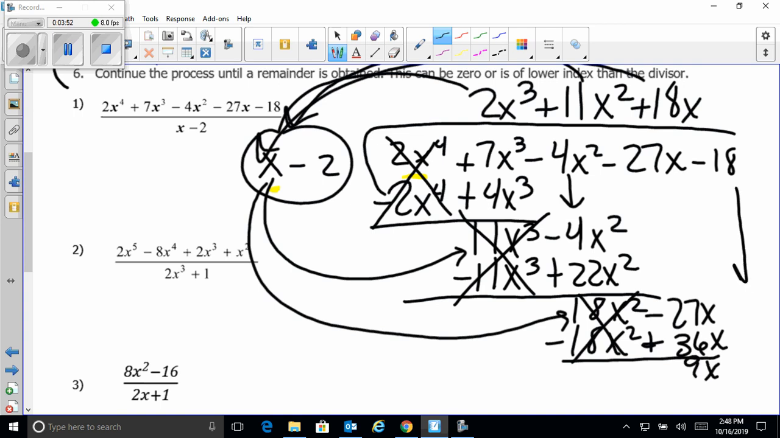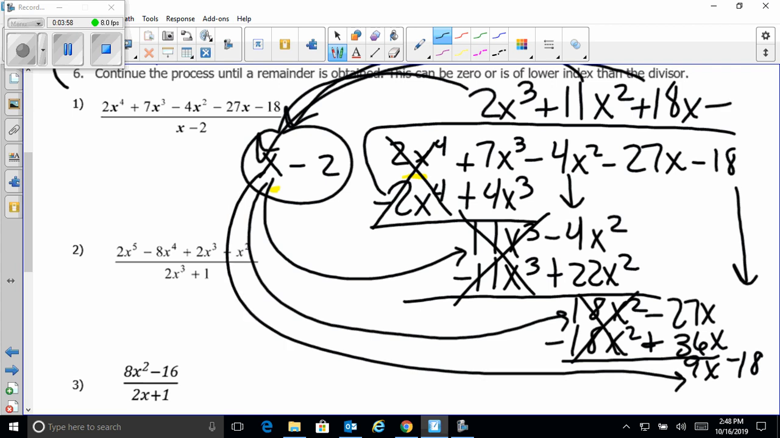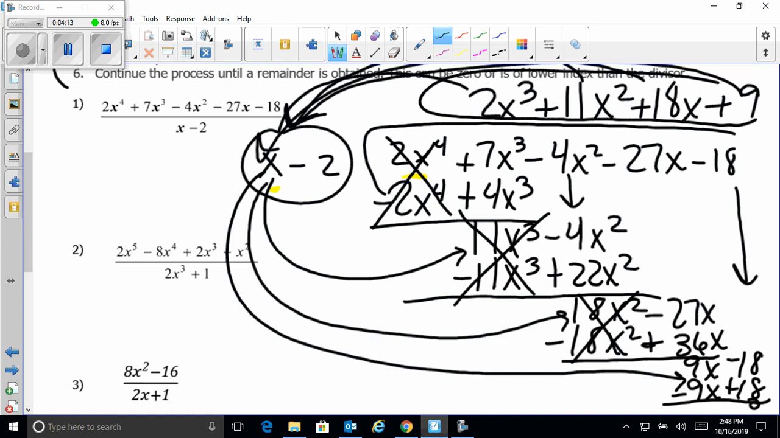Bring down the next one, minus 18. How many times does x go into 9x? Well, it goes in there plus 9 times. Now I'm multiplying that by my divisor. I get 9x minus 18. Subtract that, subtracting, adding, makes that 0. So none. That's my answer. That's what I get when I divide that polynomial by x minus 2.